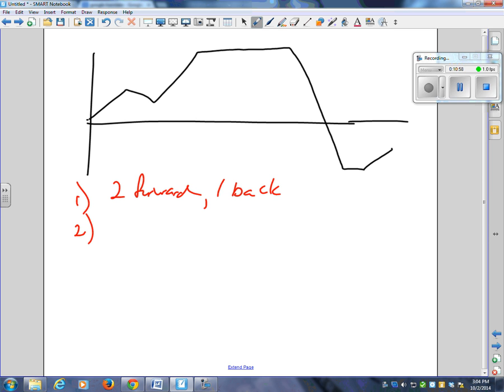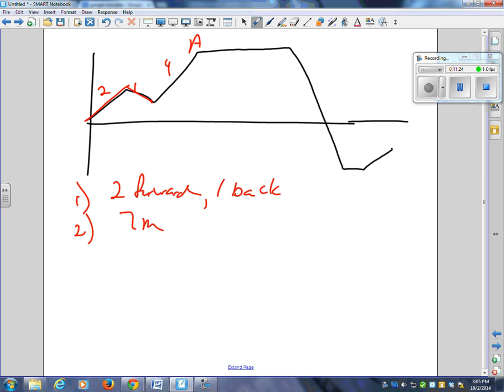How many meters has the cart traveled at point A? 6 meters. It went 2, and then negative 1, and then to 5, and then another 4, right? So it's 2, 1, 4. Did it not go a total of 7? No. Because there's a negative.